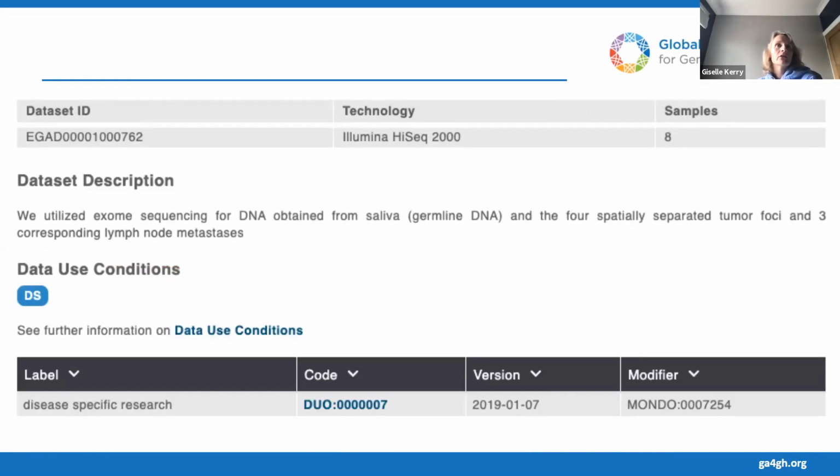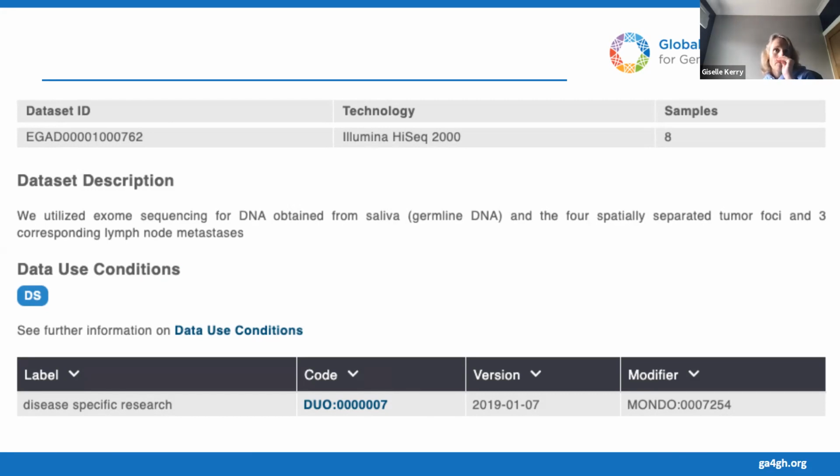So this is just to highlight again how you can restrict your data usage so that it's only used for a specific disease, specific research. So again, you'd use the data use ontology number 7. And in this instance, you can see we've applied the Mondo code, which is actually for breast cancer. So this data can only be used for breast cancer research.